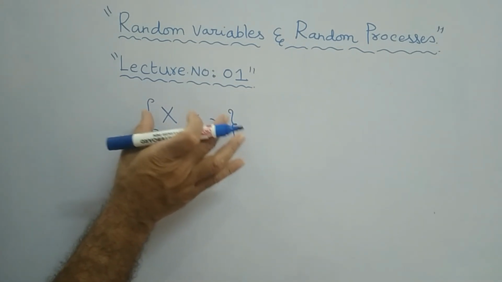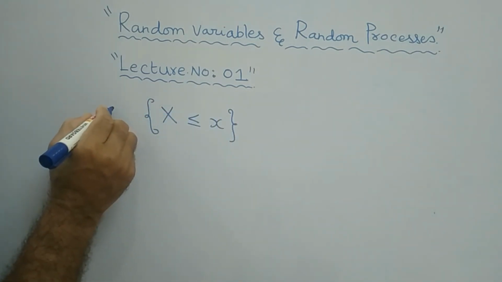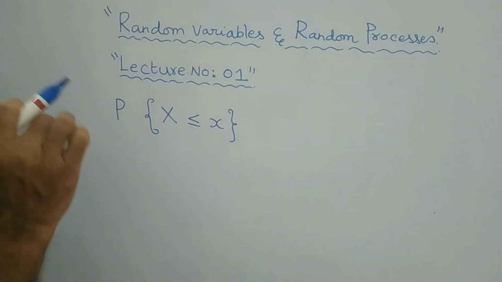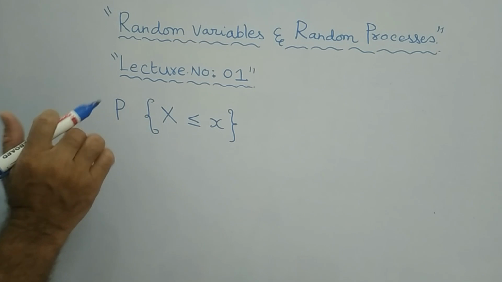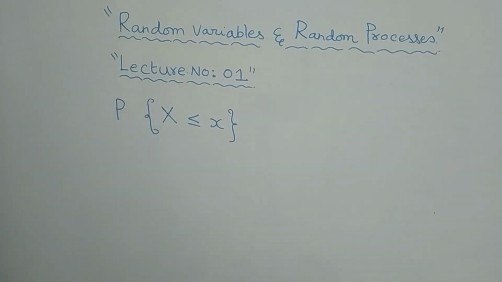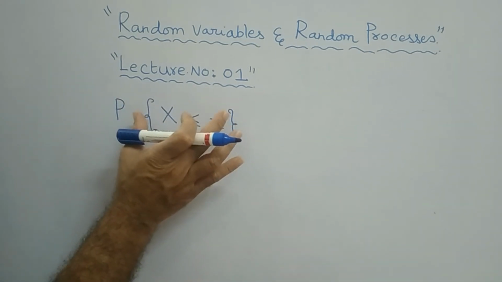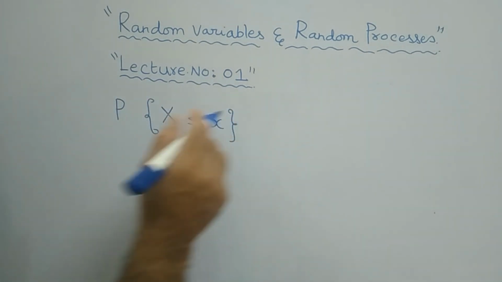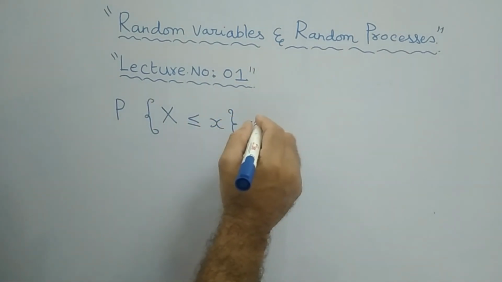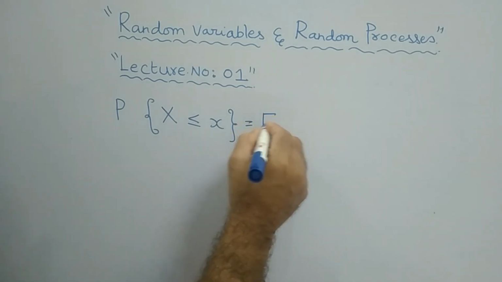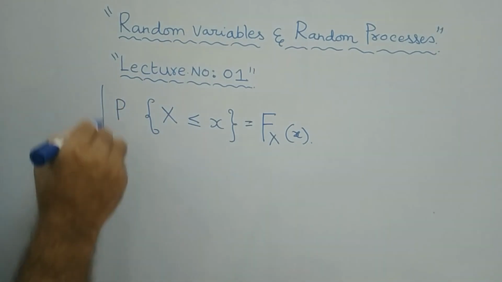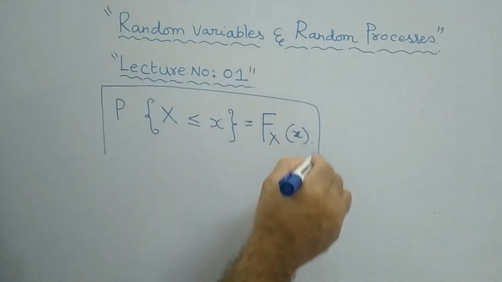Now for this particular function or event, if you want to take the probability, you write P just before this. That means the probability of the event X is less than or equal to x, the probability of a certain function. This is called capital F suffix X of x. Clear? There is an interesting relationship.